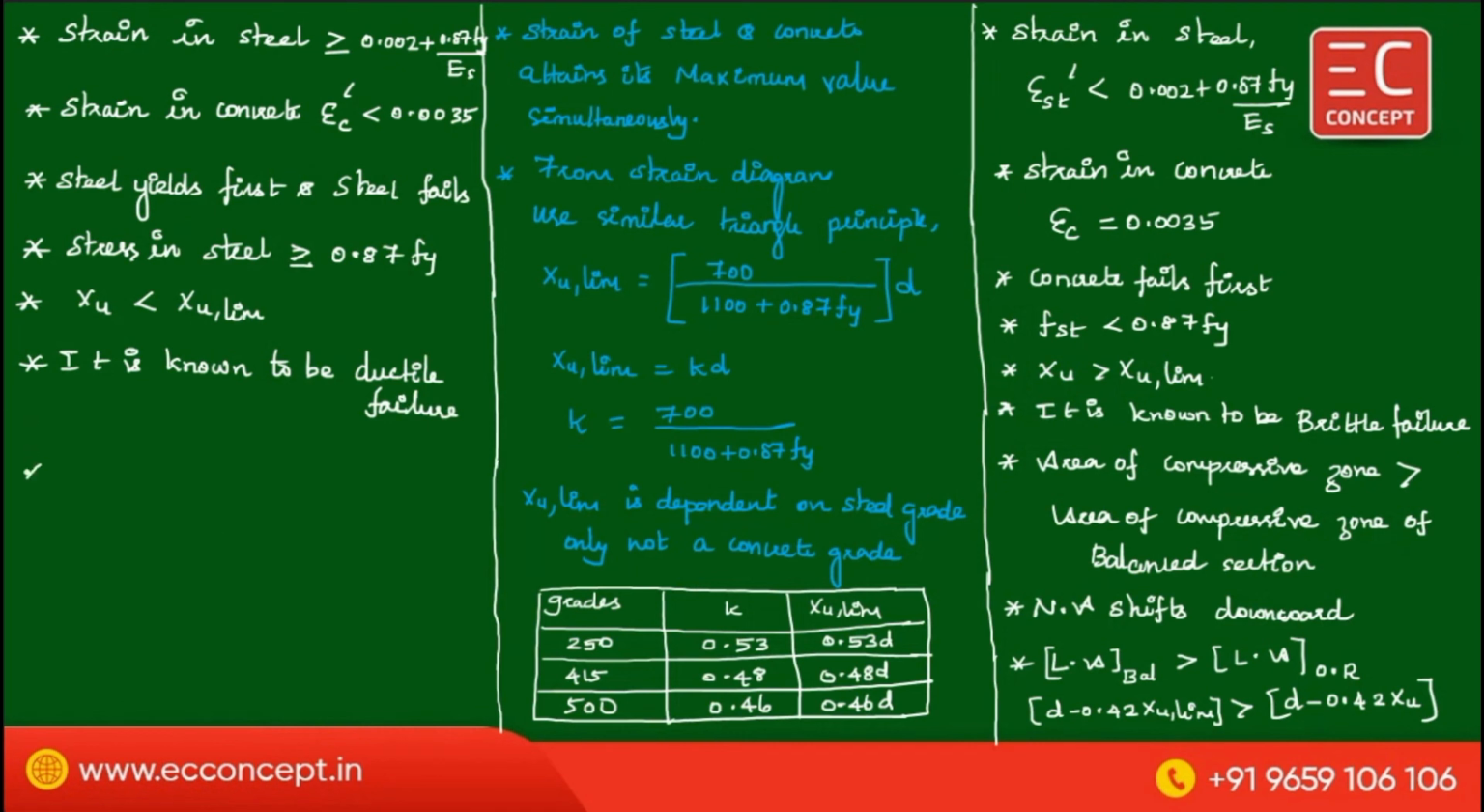Now, here, the area of the compression zone is less than the area of the compressive zone of the balanced section.